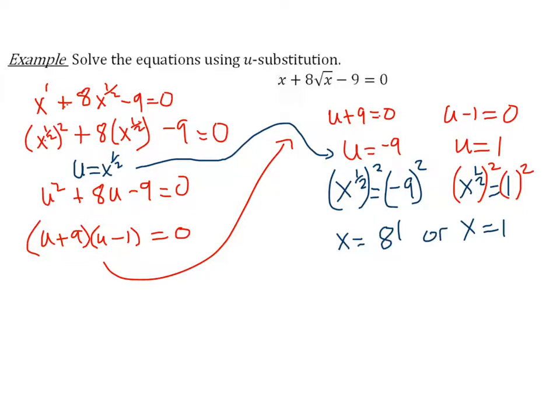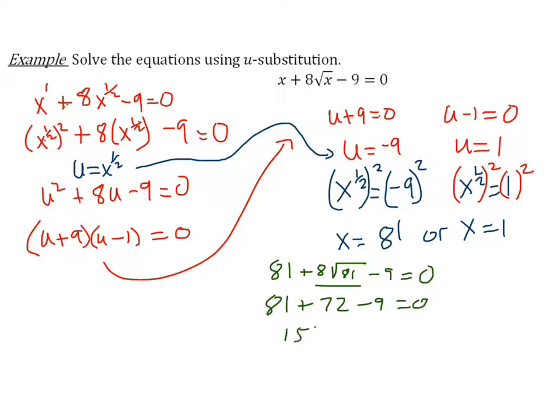Now it looks like we got our solutions, but we've got to test them out. Don't forget to test them out, especially when we're dealing with a square root. So we have 81 plus 8 times the square root of 81 minus 9. Is that equal to 0? Well, let's find out. We've got 81 here. And this is 8 times 9, which is 72. Minus 9 equals 0. Uh-oh, this is not looking too good. Well, we got 153 minus 9. No, that does not equal 0. Okay, so we've got to throw out the 81.